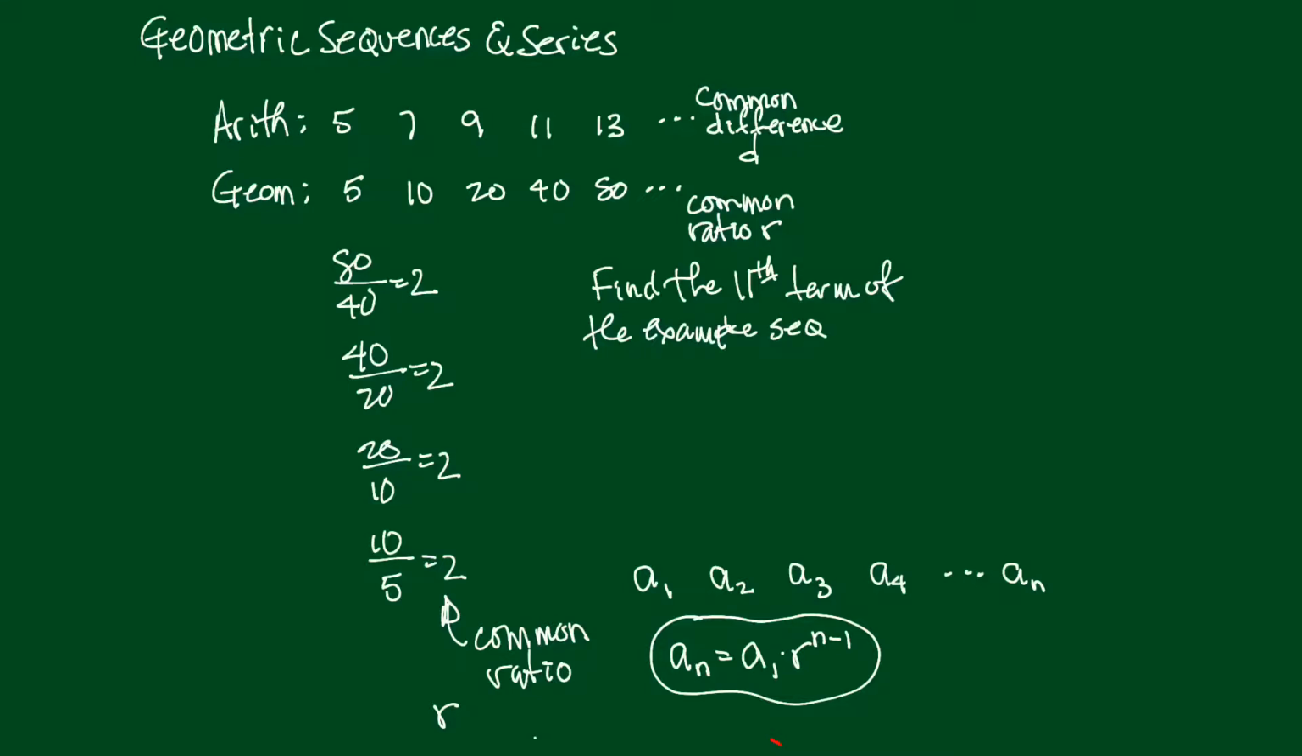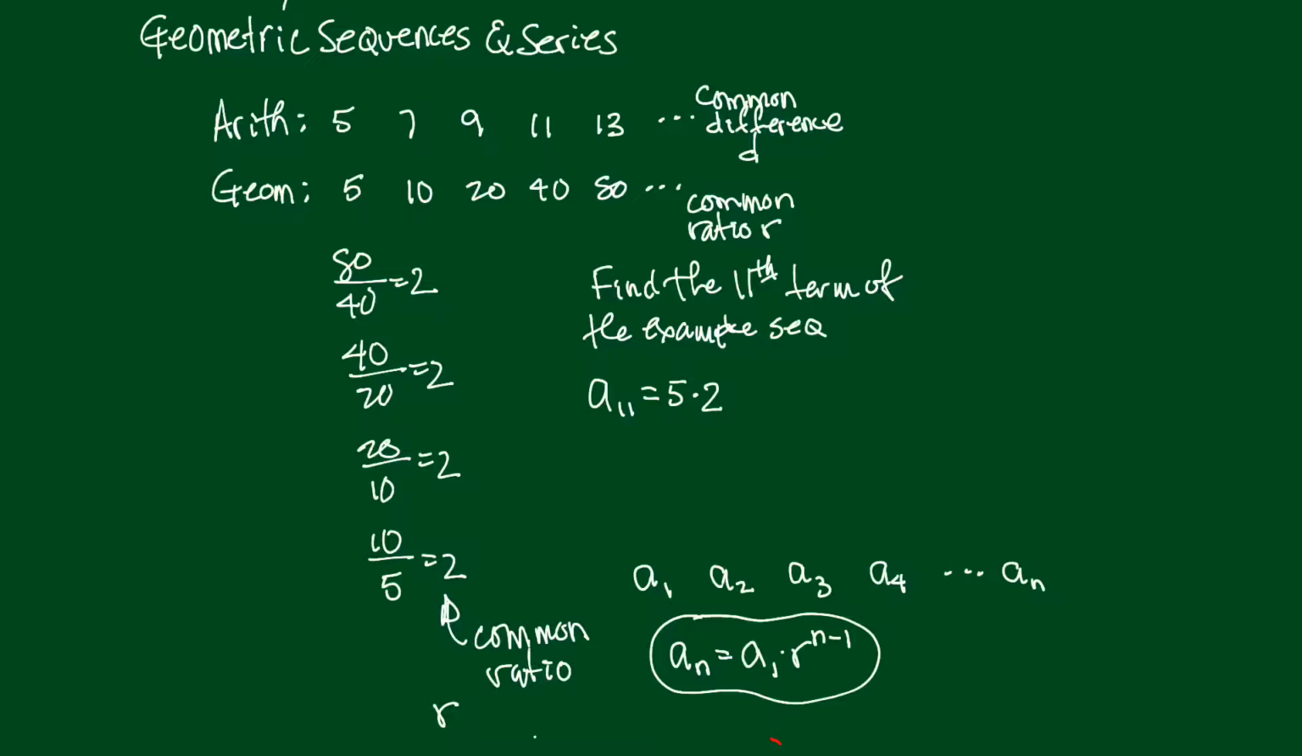All right, here's our example sequence up here. So let's find the 11th term. The 11th term is described with the notation a sub 11. All right, what are we going to write here? Well, what does our formula say? Start with the first term. Our first term is 5. Multiply it by the common ratio, which in our case is 2. So we'll multiply it by 2.